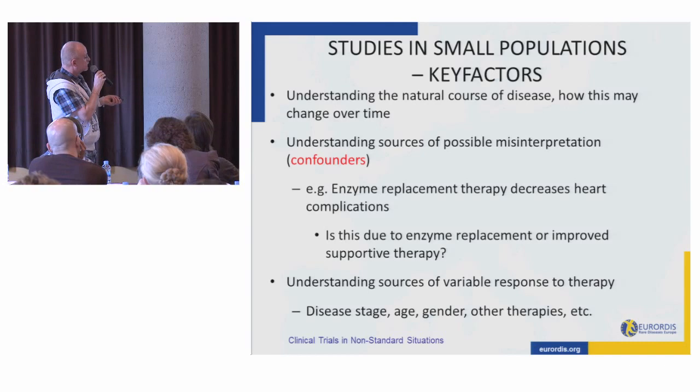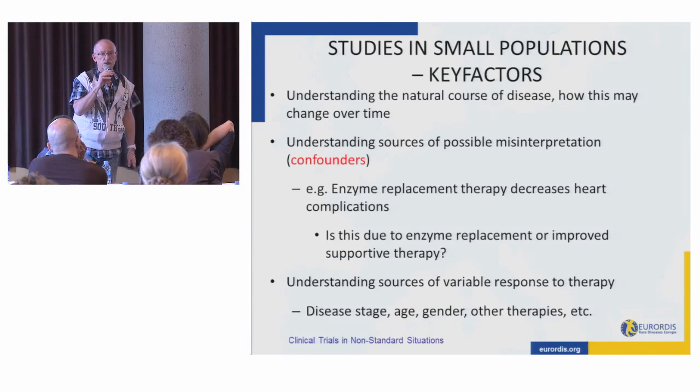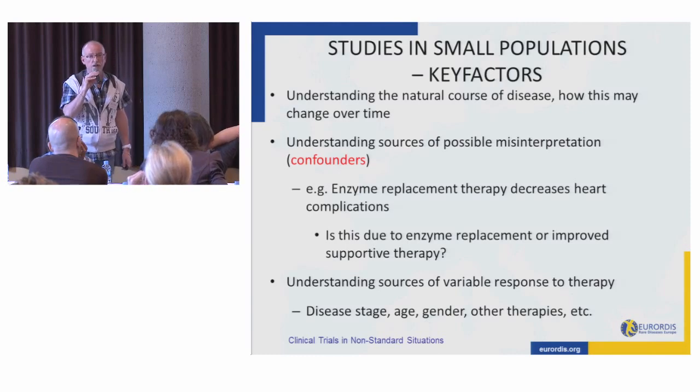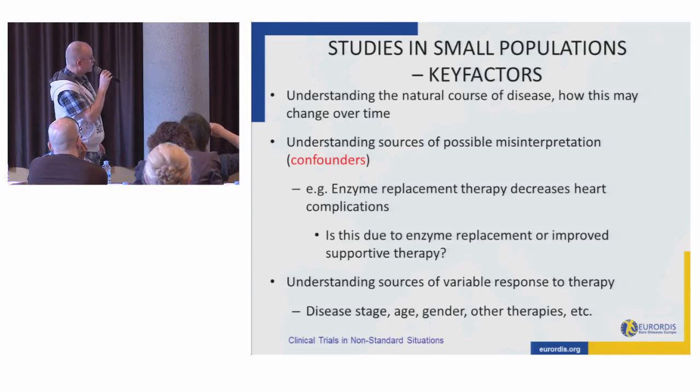Understanding the natural course of the disease and how this may change over time. I mean, this sounds so common sense, but it's so commonly forgotten and not really sufficiently taken into account in designing trials and also in interpretation of the trial results. So natural history studies are really important for each and every rare condition to take into account when you want to interpret the results.